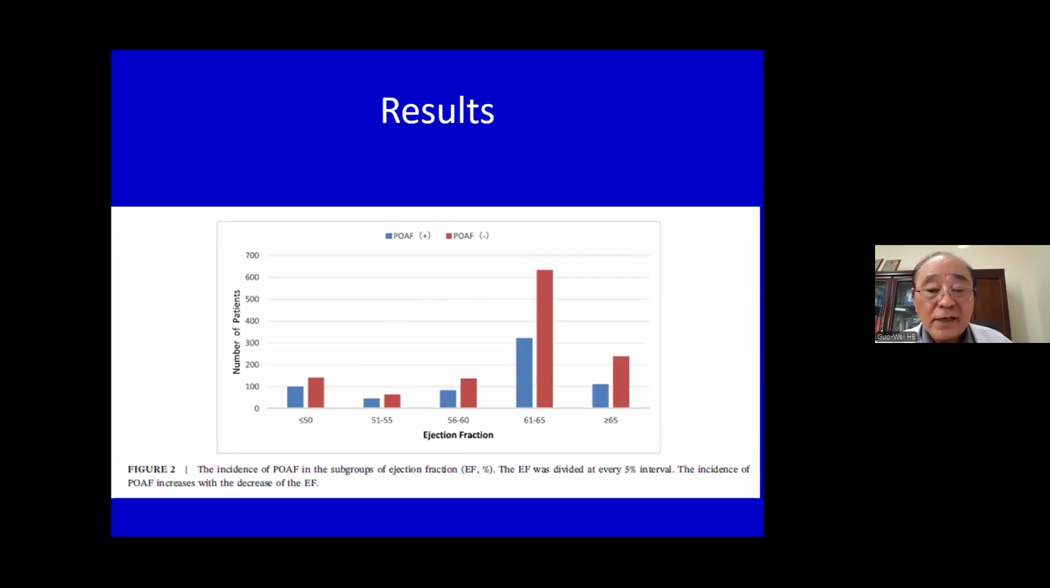The second figure shows you the low ejection fraction is correlated to the incidence of postoperative atrial fibrillation. You can see when the ejection fraction is lower than 50%, the incidence is almost 70%. But if the ejection fraction is more than 65%, the incidence is much lower. This tells you that a patient with a low ejection fraction before operation is at high risk; the incidence of postoperative atrial fibrillation is much higher than with normal ejection fraction.